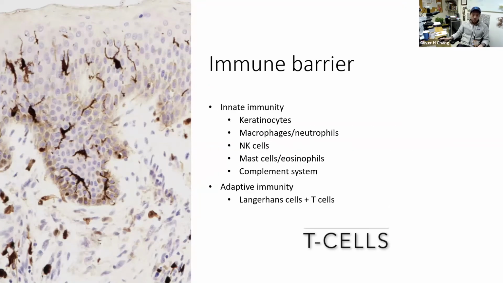T cells especially are the ones that we're most concerned with because they're the ones involved in a lot of inflammatory processes as well as the most common hematopoietic neoplasm in the skin, CTCL, or cutaneous T-cell lymphoma.